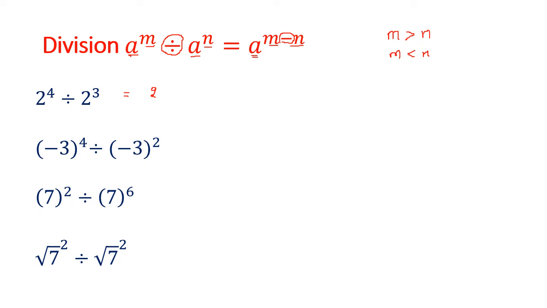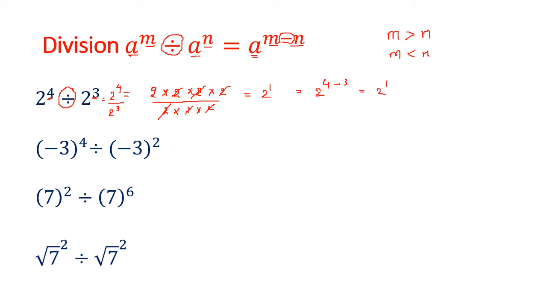2 raised to 4, so 2 into 2 into 2 into 2. Divide by, this is division sign, so we write upon, because this can also be written as 2 raised to 4 upon 2 raised to 3. 2 raised to 3 means 2 into 2 into 2. So this 2 and 2 gets cut, this 2 and 2 gets cut, this 2 and 2 gets cut. So what remains is only 2 or 2 raised to 1. Now that could be written as 2 raised to m minus n, that is 4 minus 3, which also gives us 2 raised to 1.